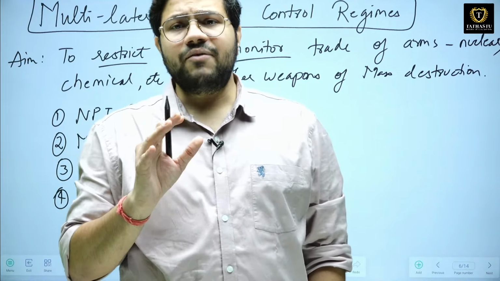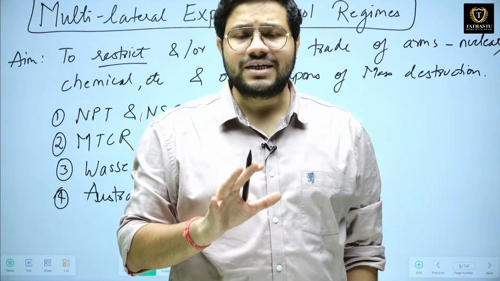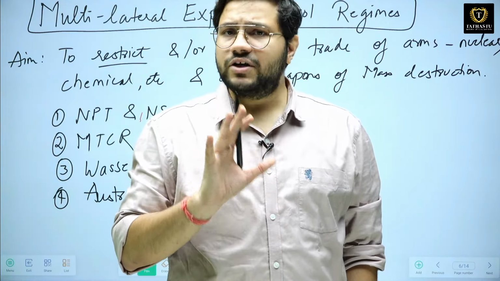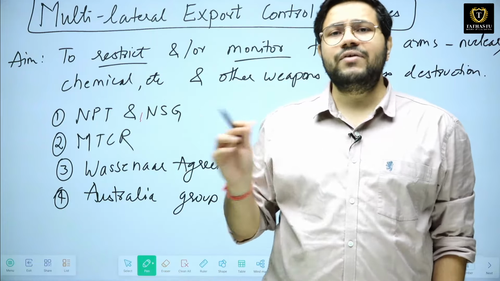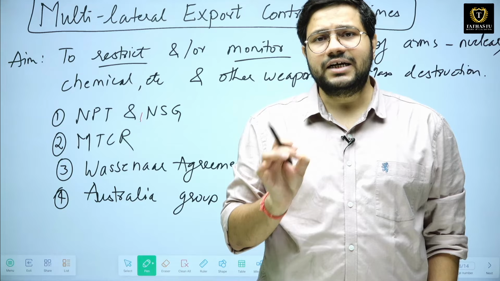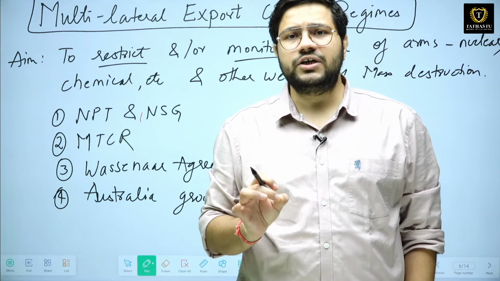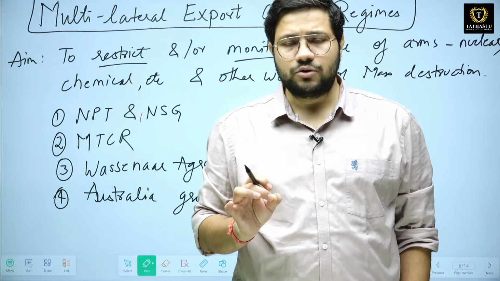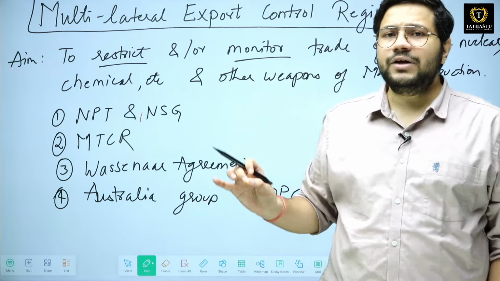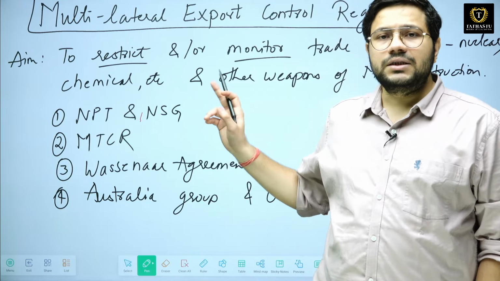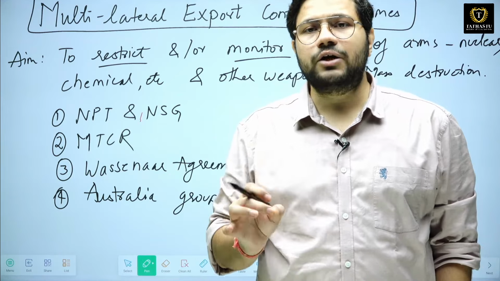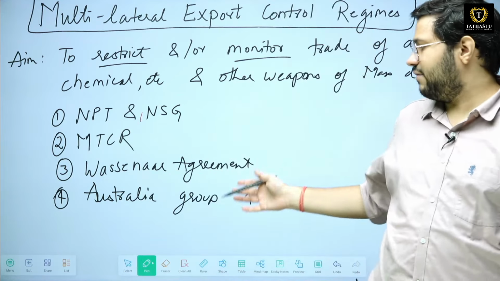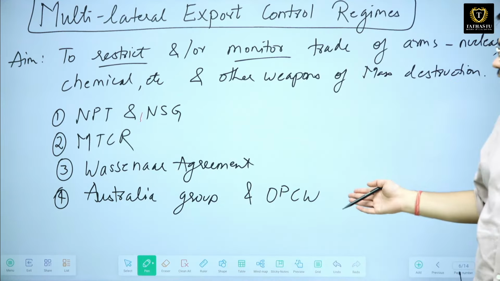So there have been some important organizations established with respect to this aim. These organizations are, number one, NPT and NSG, that is Nuclear Non-Proliferation Treaty and Nuclear Suppliers Group. Second, we have the Wassenaar Agreement. Third, MTCR, that is Missile Technology Control Regime. Next, we have the Australia Group and OPCW.